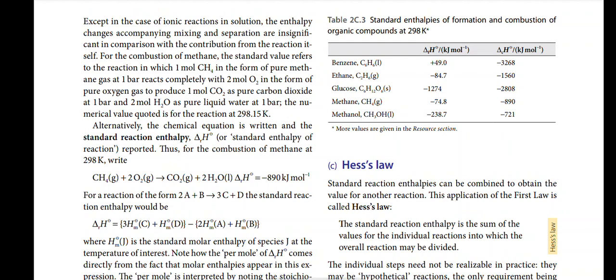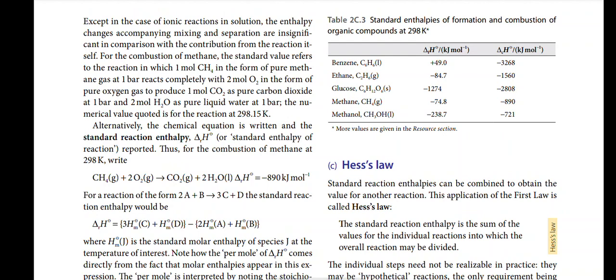Alternatively, the chemical equation is written and the standard reaction enthalpy, delta H naught, or standard enthalpy of reaction, is reported. Thus, for the combustion of methane at 298 Kelvin, write CH4 gas plus 2O2 gas changes into CO2 gas plus 2H2O gas, and the standard enthalpy of reaction is equal to minus 890 kJ per mole.